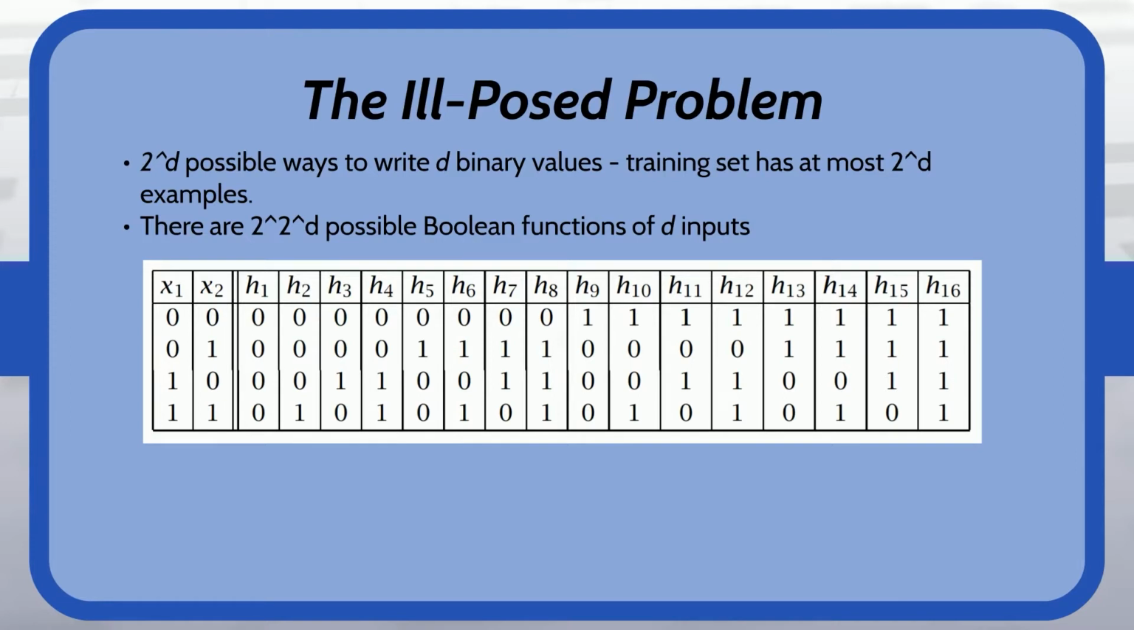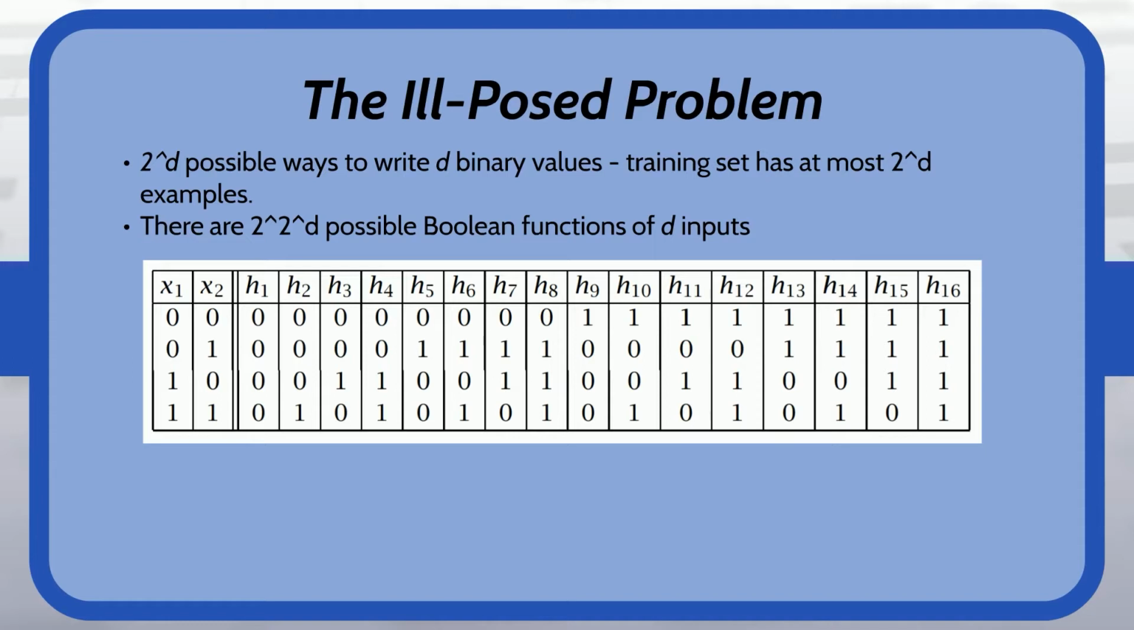So here's our example scenario. We have Boolean inputs and Boolean outputs, 0 or 1, yes or no. And for this particular example, we are going to have 2 input points. In general, just mathematically, there are 2 to the power of d possible ways to write d binary values. Since we have 2 values here, x1 and x2, there are going to be 4 possible ways to write these Boolean inputs. And then the training set has at most 2 to the power of d examples. There are at most 4 examples for this particular problem.